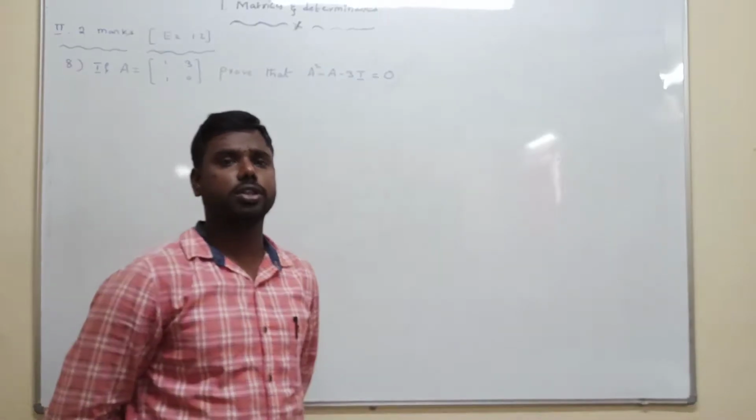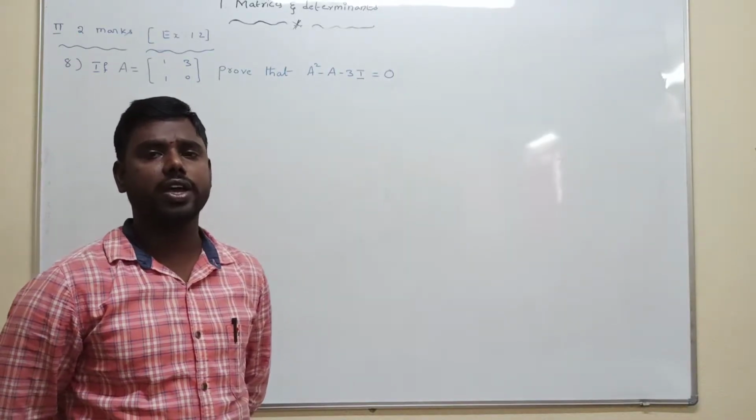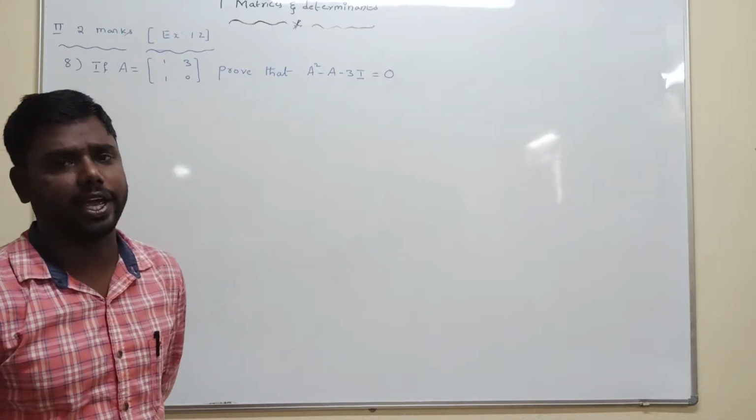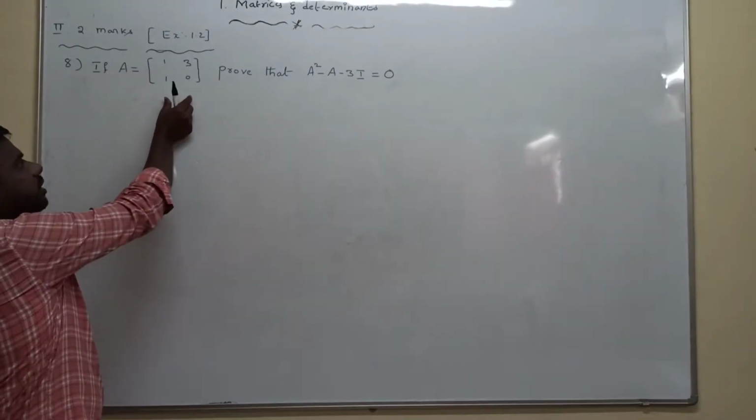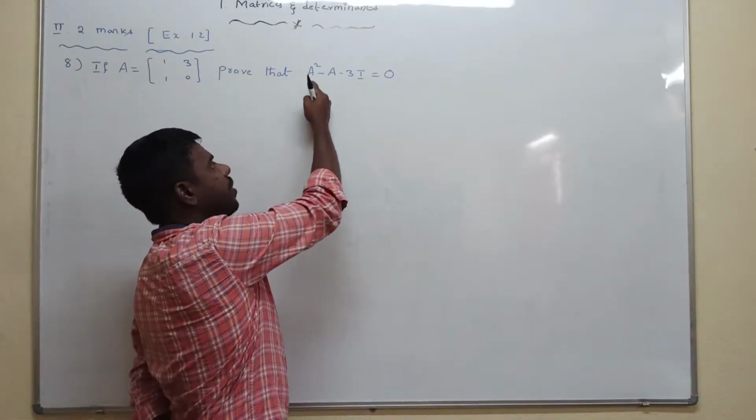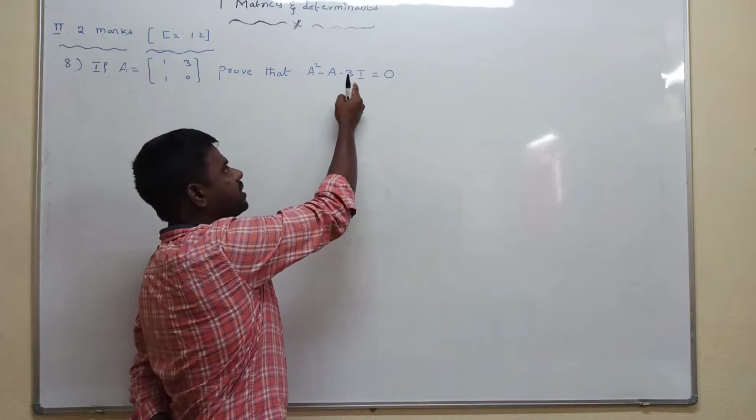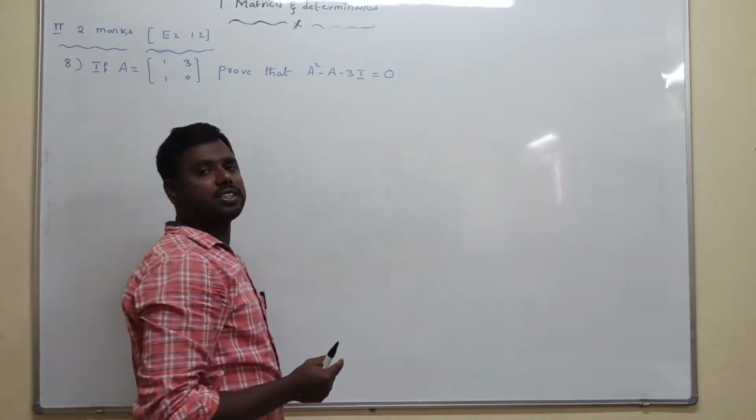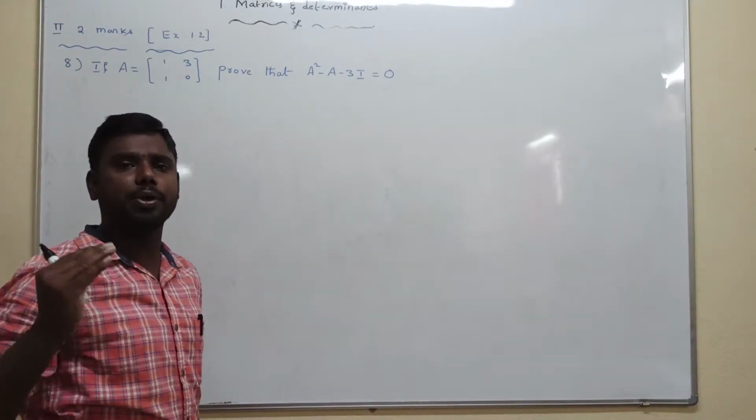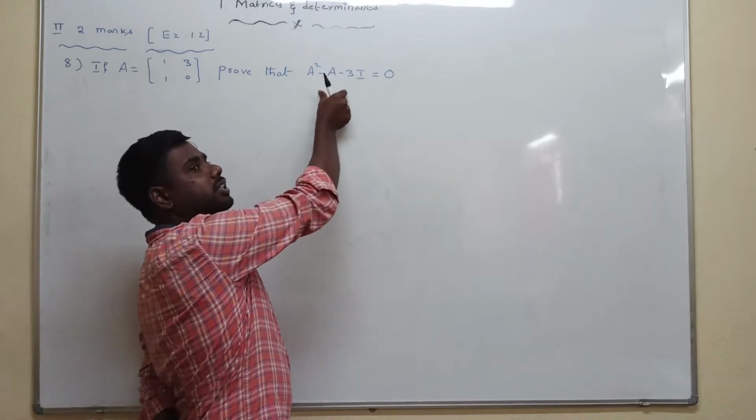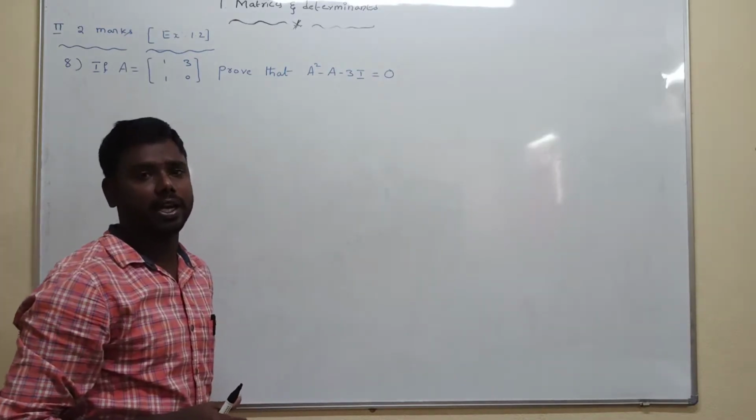The last class discussed some problems. Today we are discussing the left-over questions. See question number 8. In this question, matrix A is given, and we have to prove that A square minus A minus 3I is equal to the null matrix. A null matrix is nothing but a matrix where every element is 0. So take the left hand side to prove that it is the null matrix.